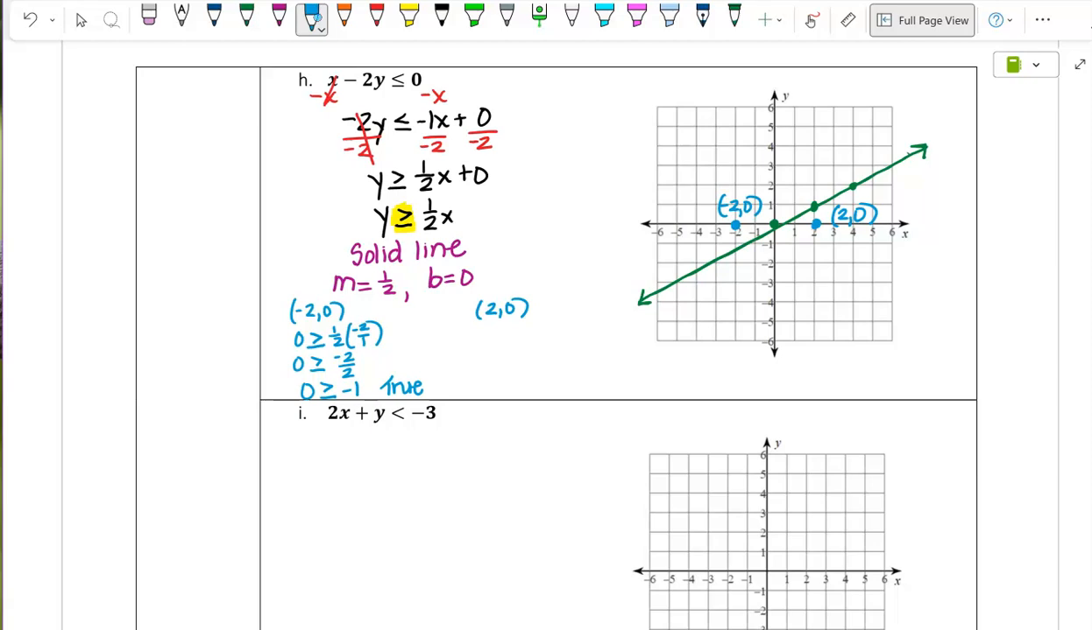So then I test 2, 0. 0 is greater than or equal to 1/2 times 2/1. 0 is greater than or equal to 2/2. 0 is greater than or equal to 1, and that is false. So I want to make sure that I am shading the side that gives me the true statement, which was the -2, 0. So I need to shade the top side of the line.